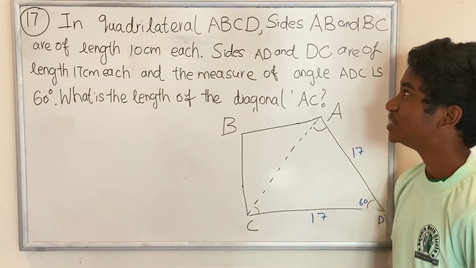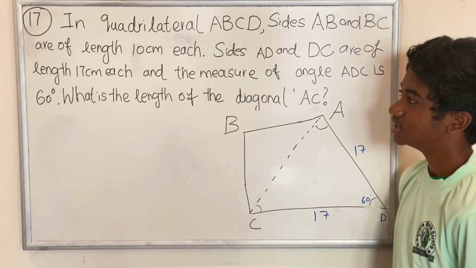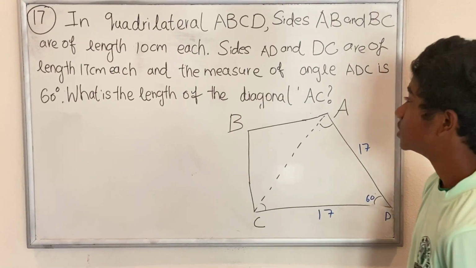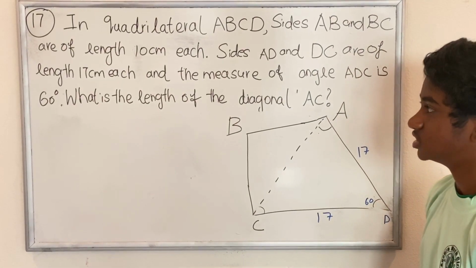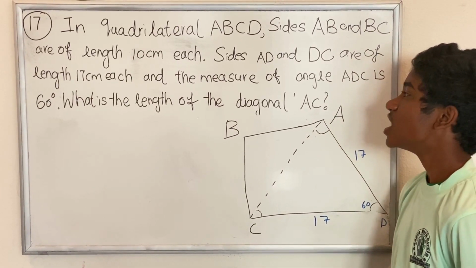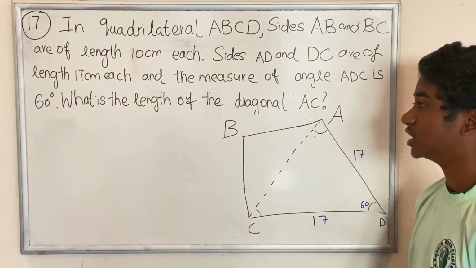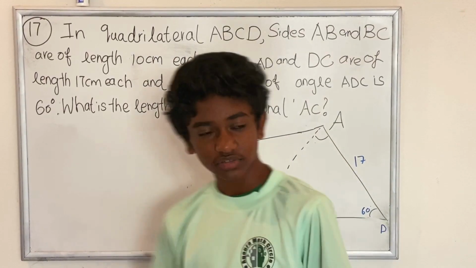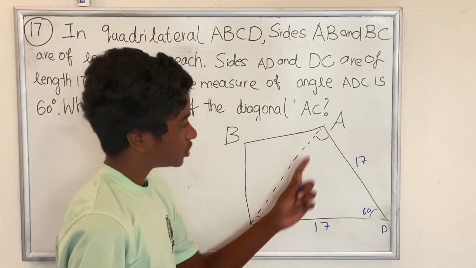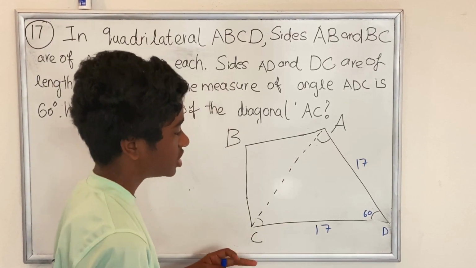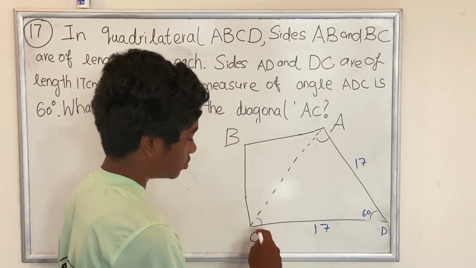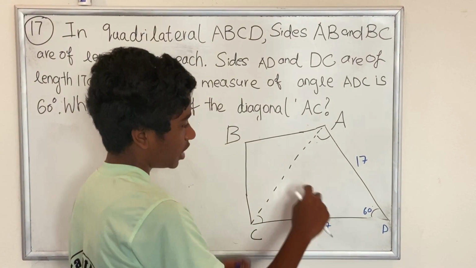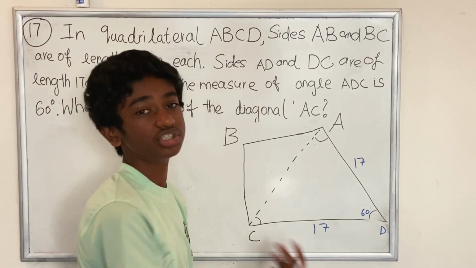Problem number 17. In quadrilateral ABCD, sides AB and BC are of length 10 centimeters each. Sides AD and DC are of length 17 centimeters each, and the measure of angle ADC is 60 degrees. What is the length of the diagonal AC? They're asking us for the length of diagonal AC. To figure that out, we have to fill in the blanks. The blanks would be these two angles and the side length.